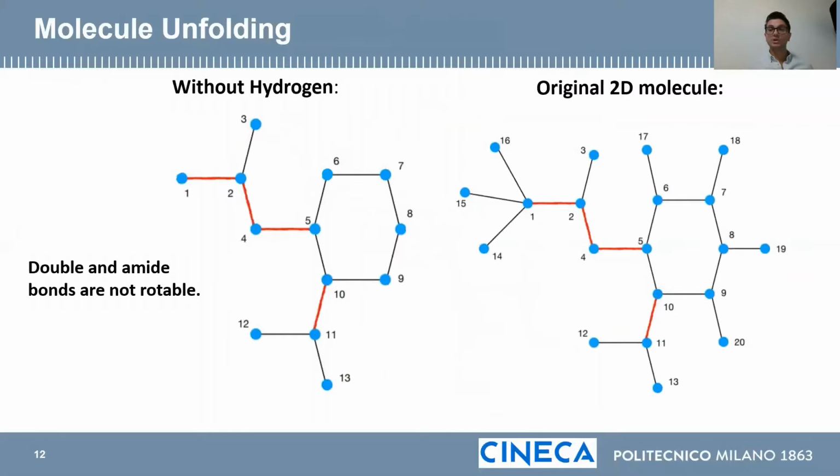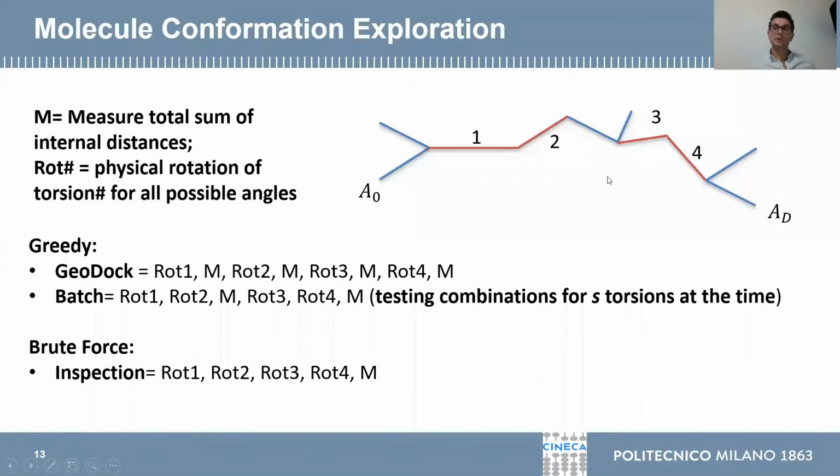Another simplification that we did was that double and amide bonds are not rotatable, and moreover we removed the hydrogens from our molecules. So now I will explain to you 3 different approaches to explore all the possible conformations a molecule can take. The first 2 methods are greedy, and the last one is very naive, it's just a brute force.